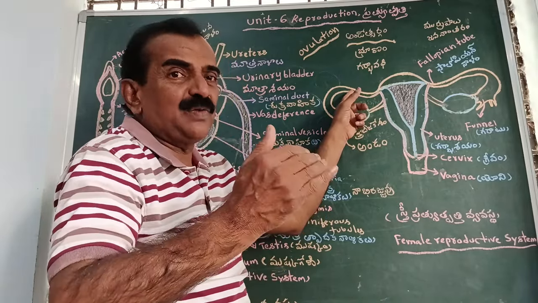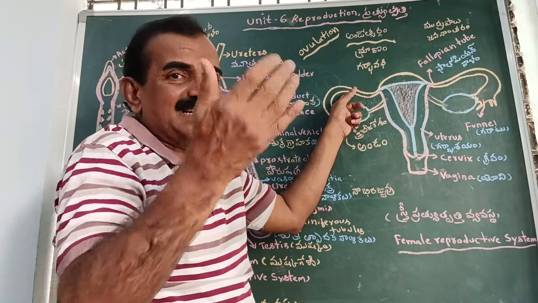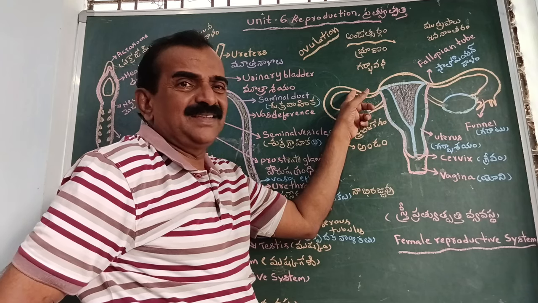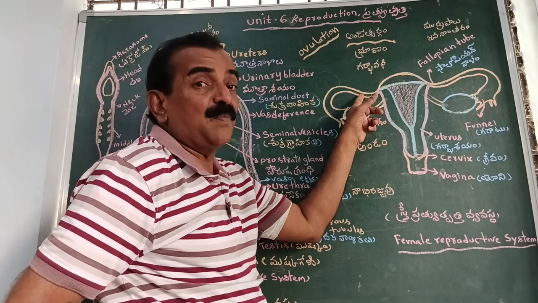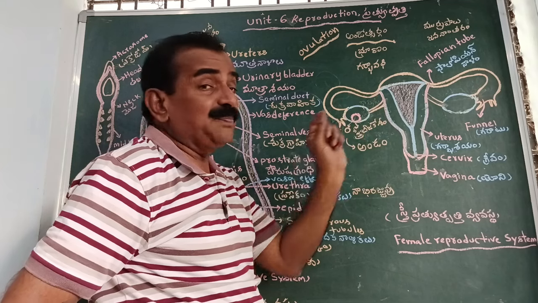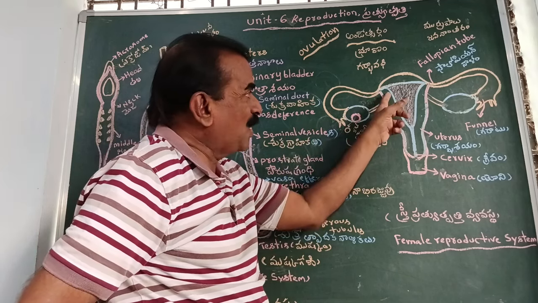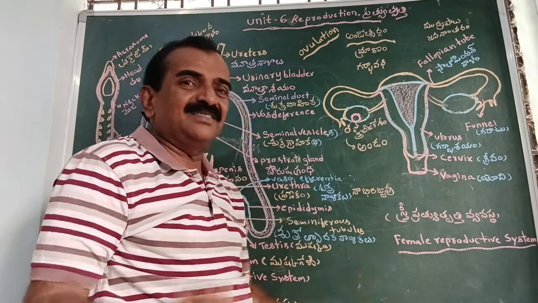So this information you will learn in detail in the coming years. So here the ovum is fertilized, and the fertilized ovum is called a zygote. This zygote undergoes mitotic cell division and becomes a ball-like structure, generally called a morula. Later it slips down and attaches to the inner layers of the uterus.